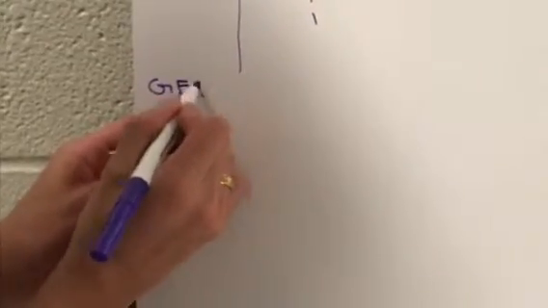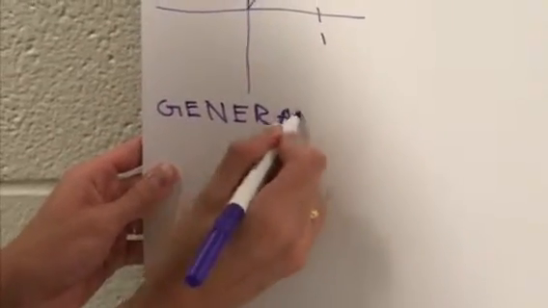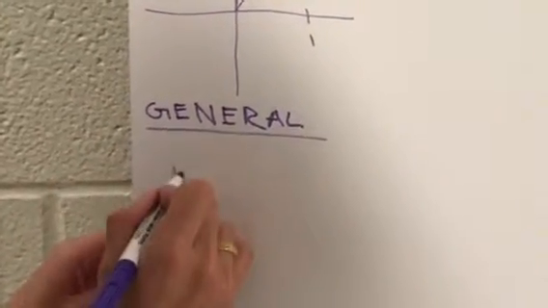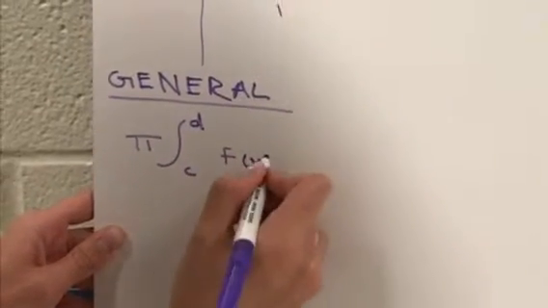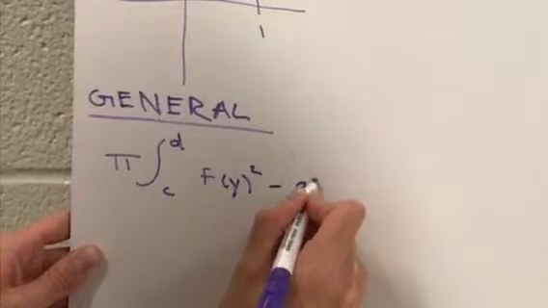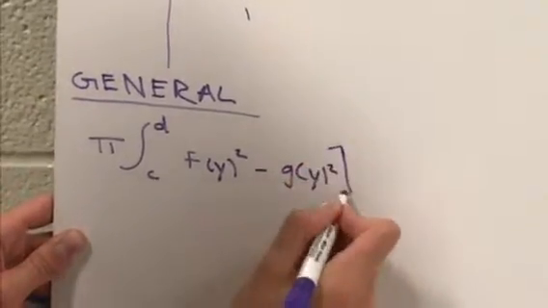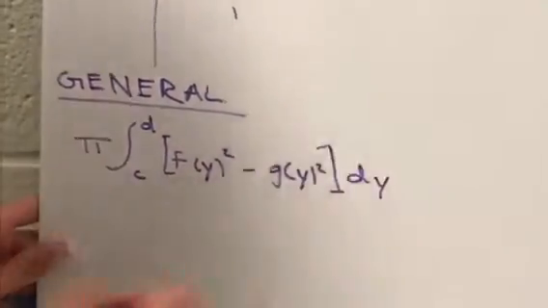The general formula using the disk method is pi times the integral from the lowest y value where the curves intersect to the highest y value where the curves intersect of R out squared minus R in squared dy, because this is in terms of y.